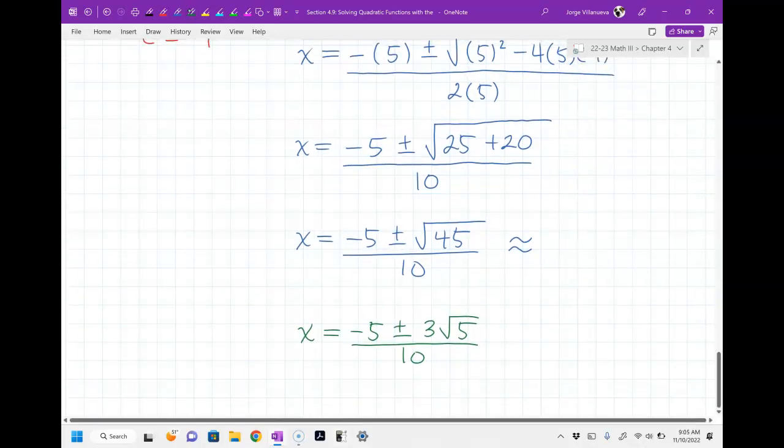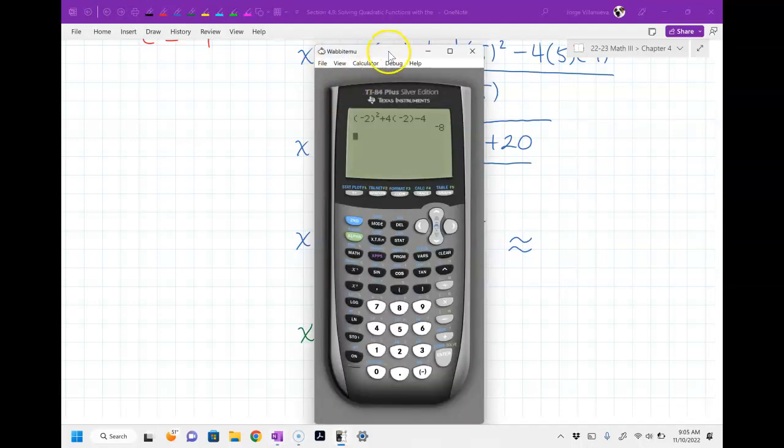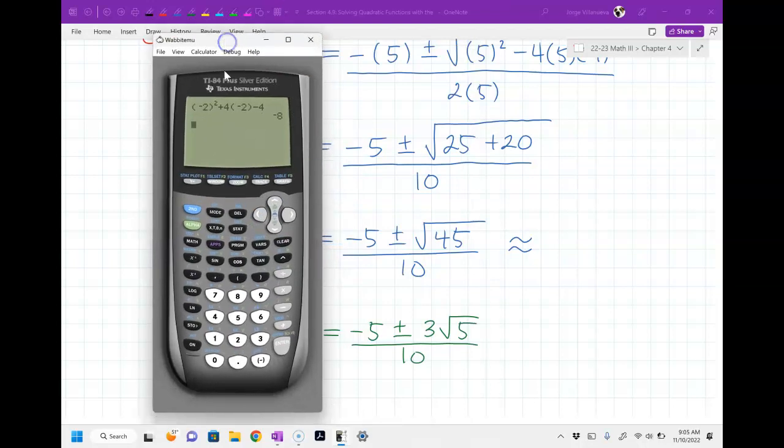So I'm going to get my calculator. And let's see. One of the answers is going to be, I'm going to put a parenthesis because there's going to be a numerator and a denominator. So negative 5 plus the square root of 45. So that's my numerator. I put a parenthesis there, divided by 10, equals. They said round to the nearest hundredth.